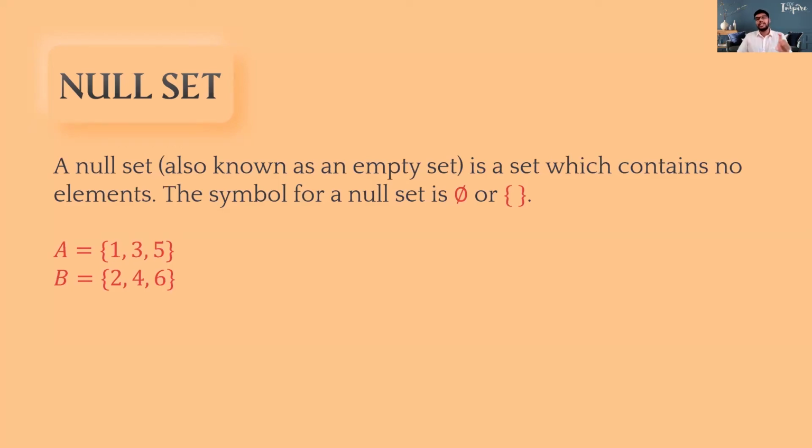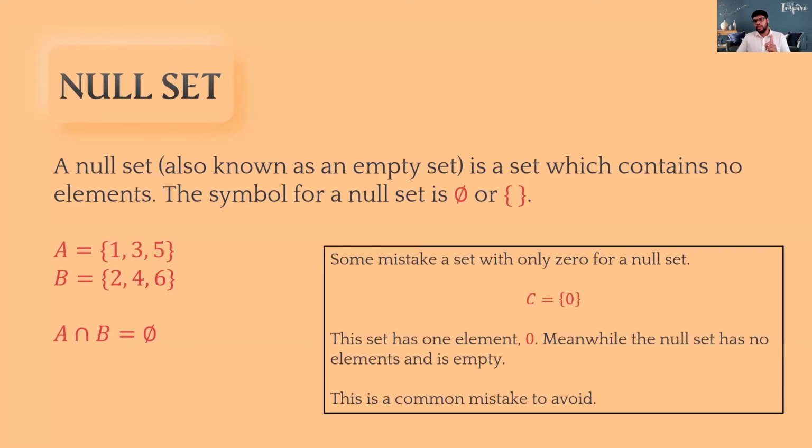These two sets have nothing in common. Set A doesn't have any of the elements set B has, and set B doesn't have any of the elements set A has. So if you take the intersection between these two, children, there is nothing in common. So the intersection between these two is the empty set or the null set. So keep that in mind.